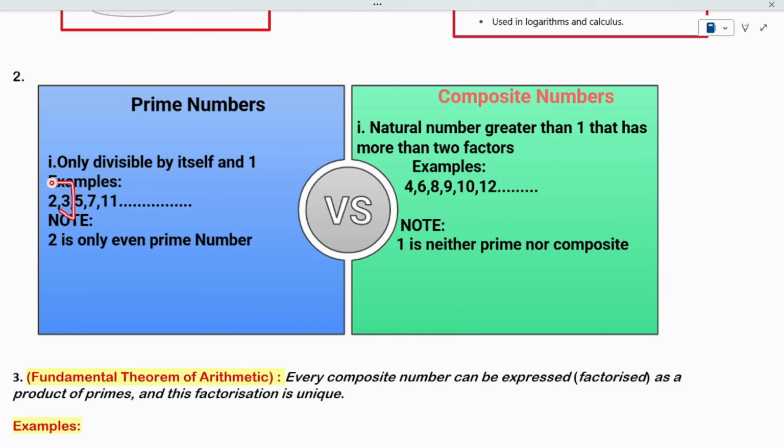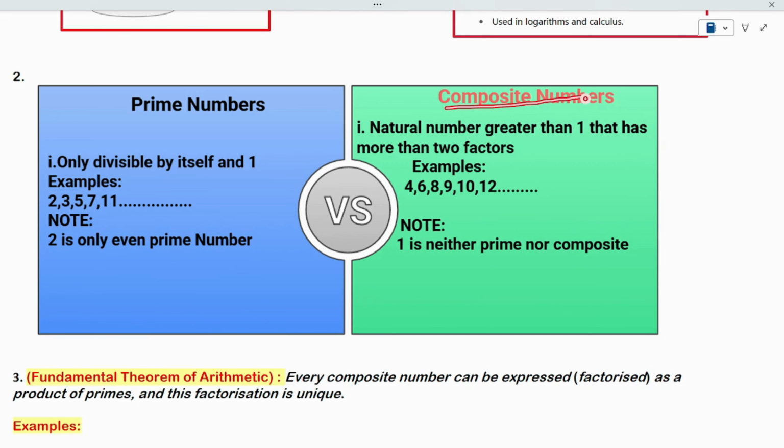3 is also a prime number. Why? Because 3 can be divided by itself as well as by 1. Except 1 and 3, there is no number which can divide 3. So, I can call it a prime number. Take 5. 5 can be divided by 1 as well as by itself. There is no other number which can divide 5, so I can call it a prime number. Note here, 2 is the only even prime number. Except 2, all the other even numbers are not prime numbers.